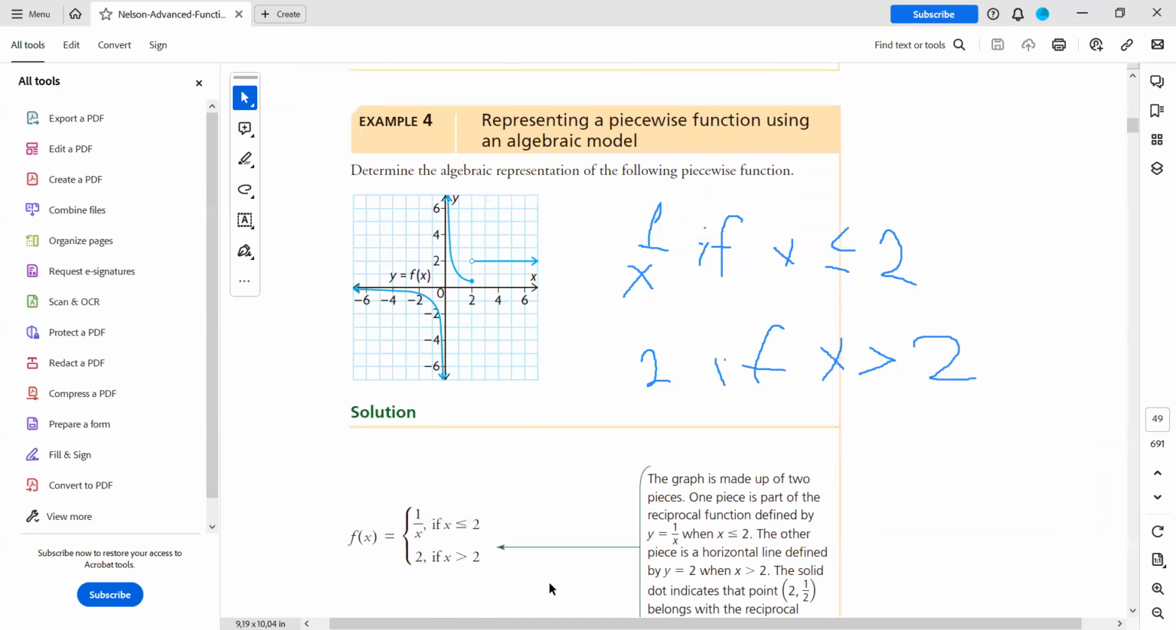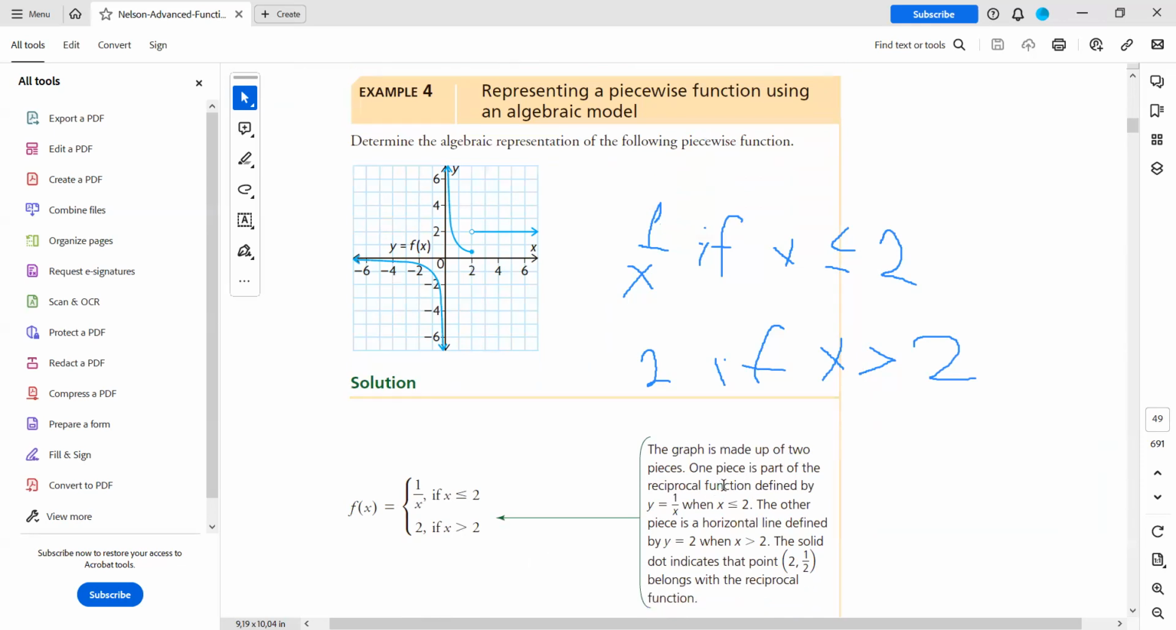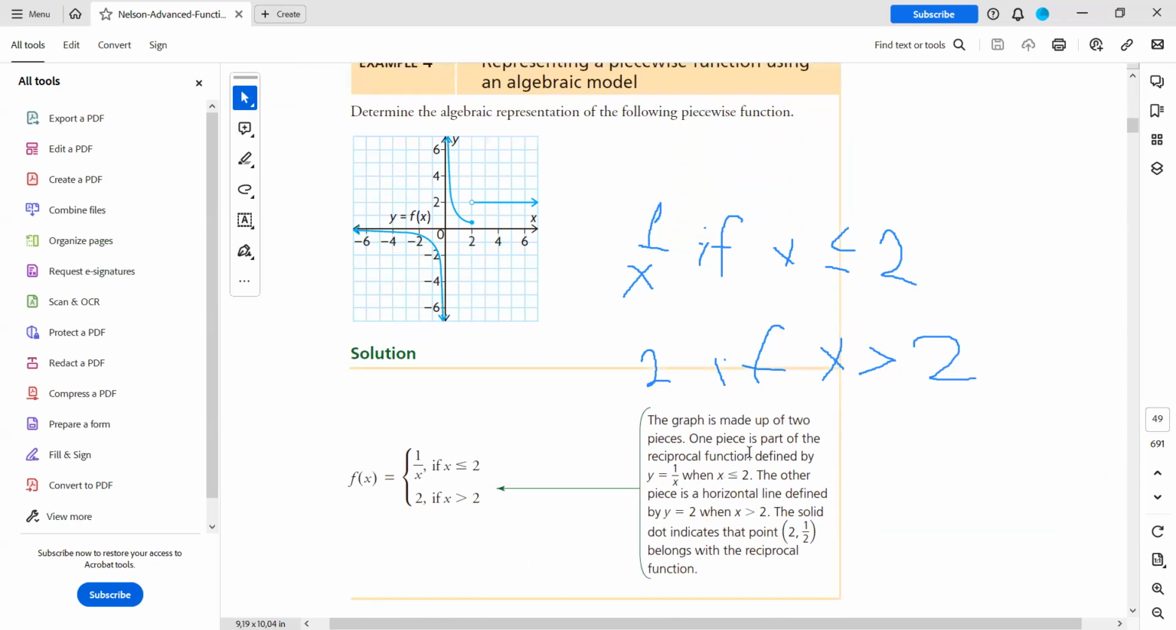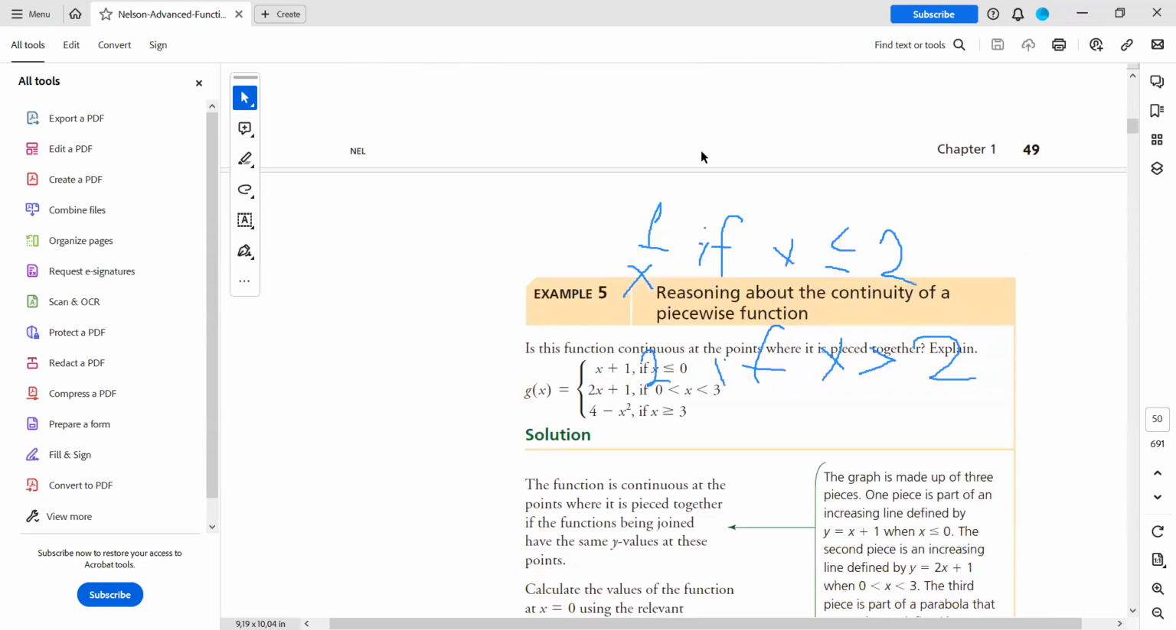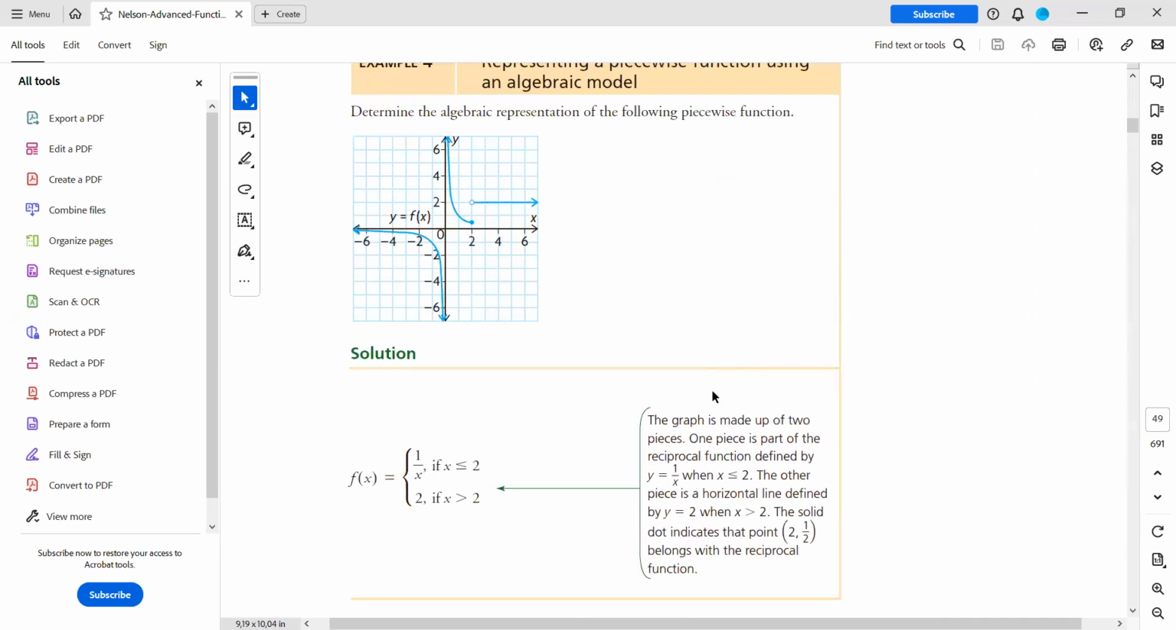Here you can see the answer for this problem. The graph is made up of two pieces. One piece is part of the reciprocal function defined by y equals 1 over x when x is less than or equal to 2. And the other piece is a horizontal line defined by y equals 2 when x is greater than 2. The solid dot indicates that the point (2, 1/2) belongs to the reciprocal function. Any questions about this?